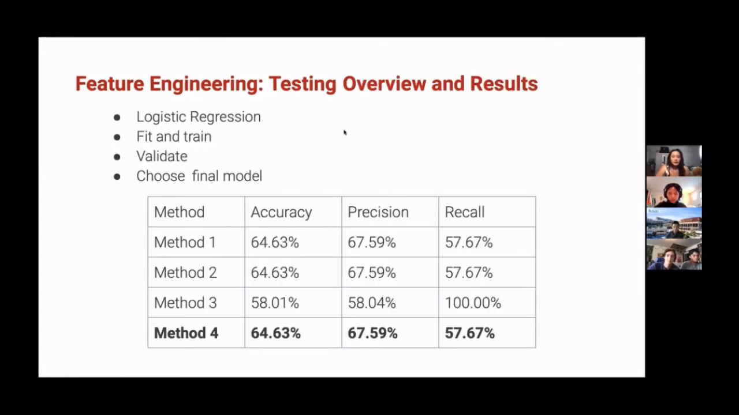And then this is the final testing overview of our feature engineering. We used a simple logistic regression model, and then we fit and trained on each method's training data, and then we validated on each method's testing data. And from there, we chose the final method of feature engineering. We went with method 4 because it had the highest accuracy with the lowest amount of variables because we used chi-square reduction.